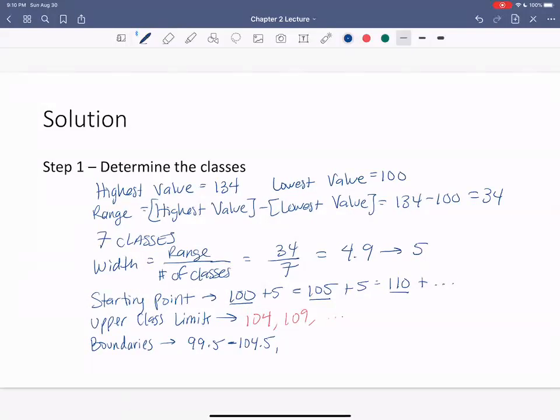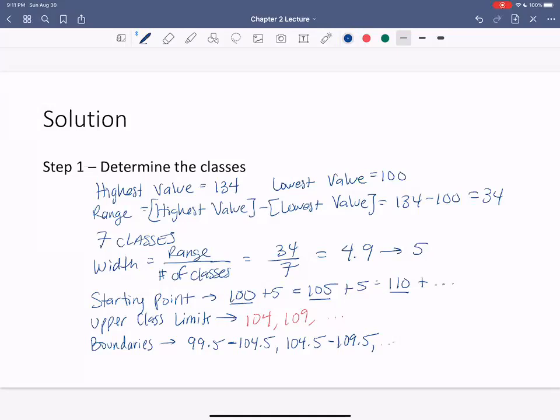Then our next boundary would start at the upper boundary of 104.5, and it would go to 109.5. You can see our width now is 5 between our boundaries, right? Our width is supposed to be 5, and between here is 5. Then, of course, we would keep going.